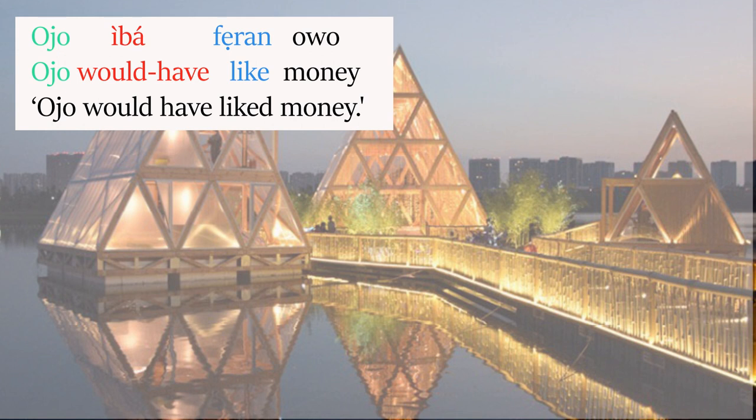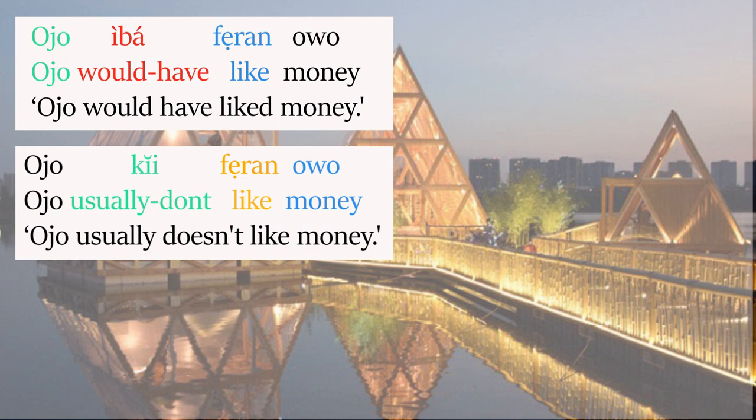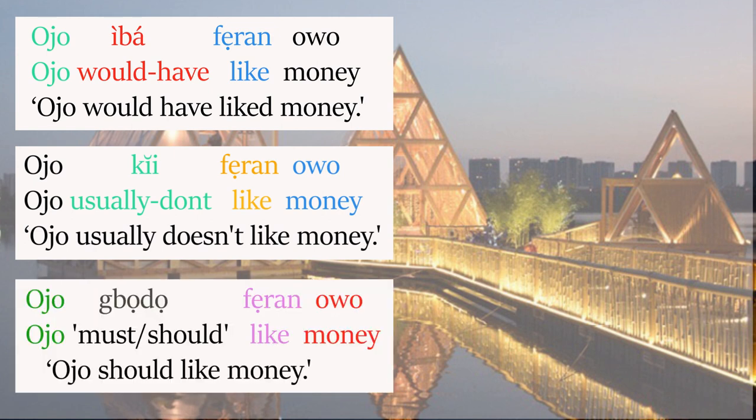In this sentence, you can see that the word for would have goes before the verb to like. In the second sentence, meaning Ojo usually doesn't like money, you can see here that it goes before the word for to like. In this last example, meaning Ojo should like money, you can see here that it goes before the verb to like.